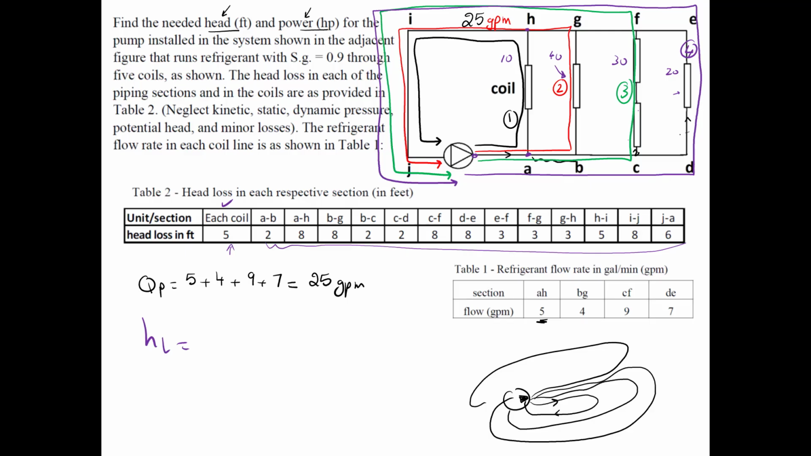But if you consider the longest run, which is this one, and you say the head of the pump is only 20, well, it won't be able to deliver. The head loss is more than 20 in these 2 paths, and it won't be able to deliver. Okay?